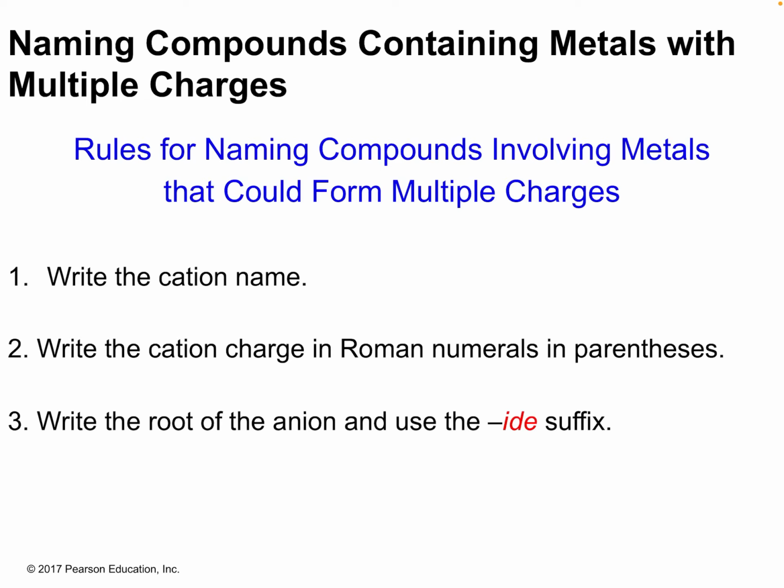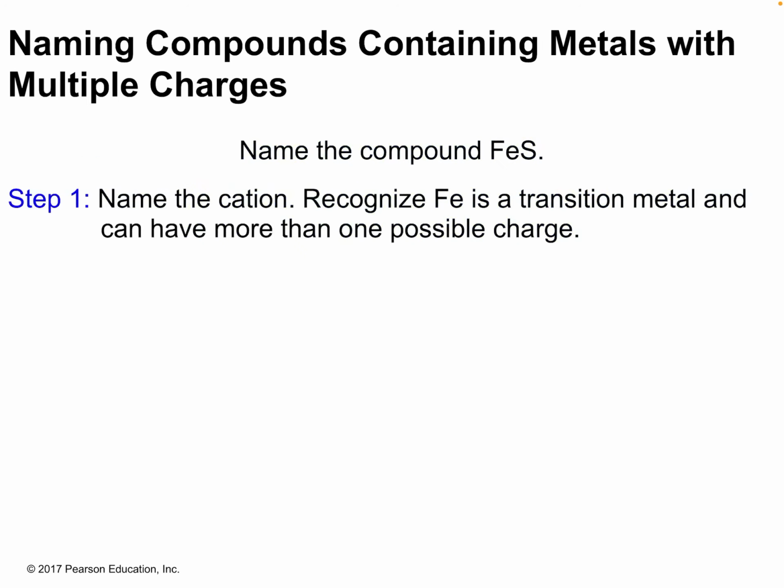But the new thing here is that if we have a metal that makes multiple charges, we're going to need to include the Roman numeral for that cation in parentheses. So let's look at this one. So we have FeS, and we need to figure out what we call this.